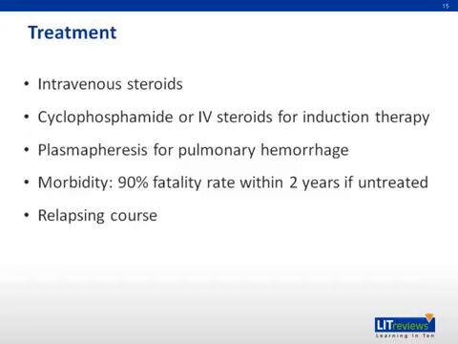Cyclophosphamide has been proven effective for the treatment of GPA in randomized control trials and is the initial treatment used to induce remission. Following remission, patients are treated with maintenance immunosuppressive medication orally, often for many years. If the patient is having an acute pulmonary hemorrhage, plasmapheresis is indicated. Treating GPA is imperative because if left untreated, 90% of patients will die in 2 years. Even with treatment, the disease often has a relapsing course, with multiple flares which require increased immunosuppressive therapy.